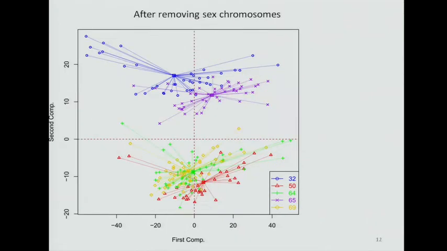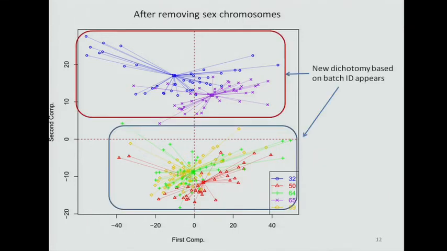So the next thing we did was we removed the sex chromosomes. So after removing sex chromosomes, the same figure looked like that. Again, we see a dichotomy, but the new dichotomy corresponds perfectly with batch ID. So then we drilled down into the data. We collaborated with USC, and USC informed us that they'd done some controls, experiments, and so on, and they identified a few probes that were suspect.